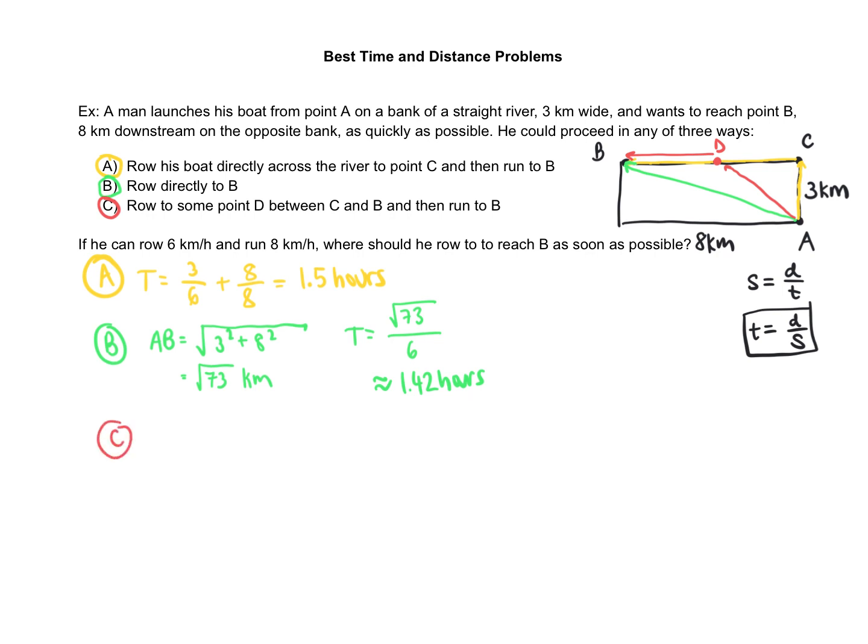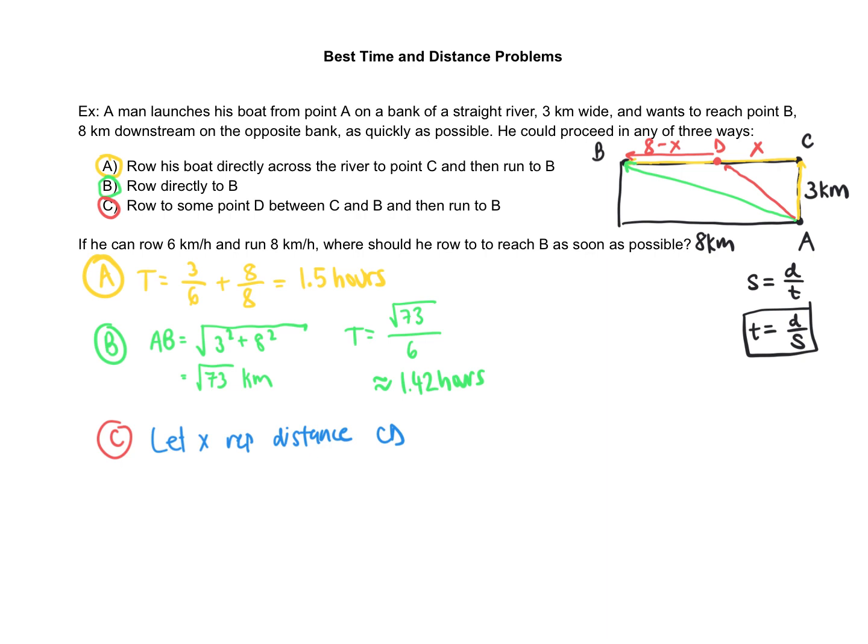But we still have to do option C. Now option C, we're going from A to D and D to B. Now we don't know what this distance from A to D is. So what I'm going to do, I'm going to add in a variable. I'm going to put X here. The reason I'm going to put X there is because then I can get that length from B to D, and I can write it as 8 minus X. So for my let statement, I'm going to say let X represent the distance CD.